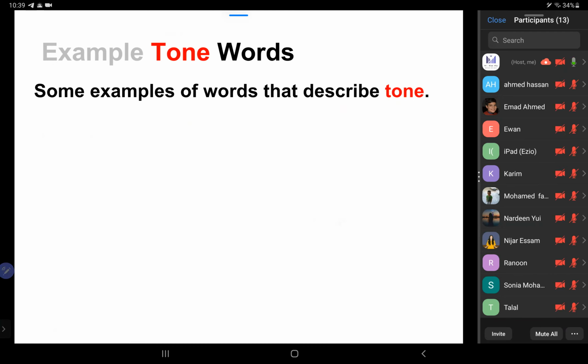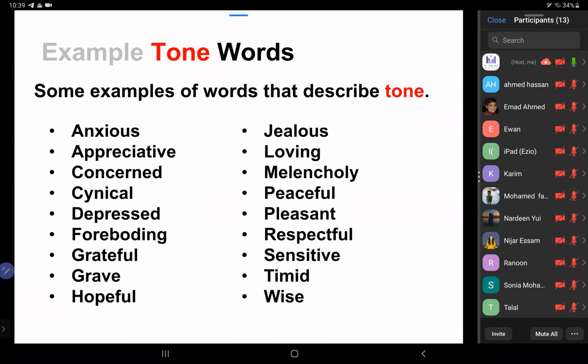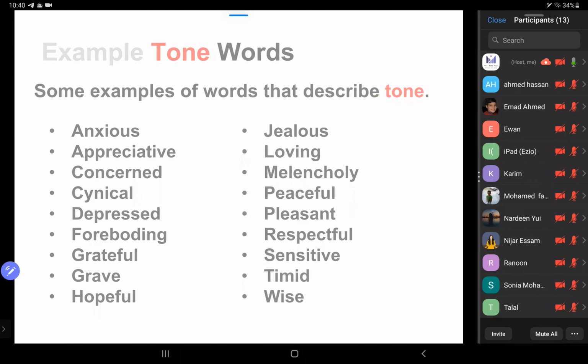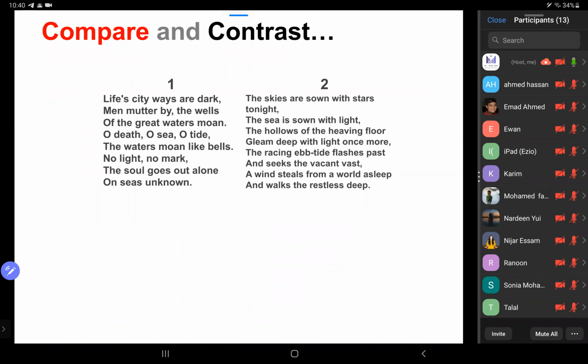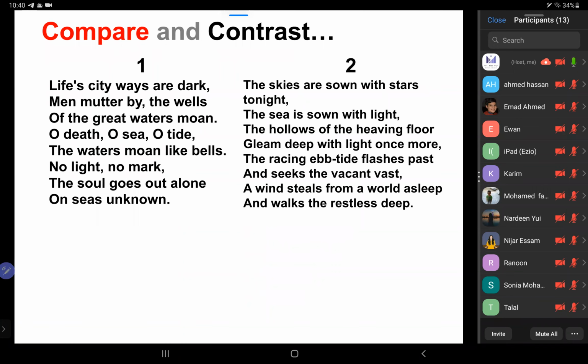Some example tone words which we will use while describing the tone of our narrators can be jealous, loving, cynical, depressed, grateful. And anyway, you will have this list again on the Telegram. So if one of the words you don't understand, you can search it on your dictionaries. Let's see those two different texts and see how the tone of the poet or the speaker here, we are still discussing the narrator, the one who is telling the events.